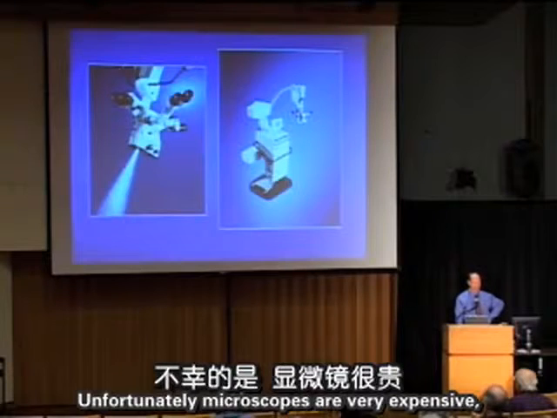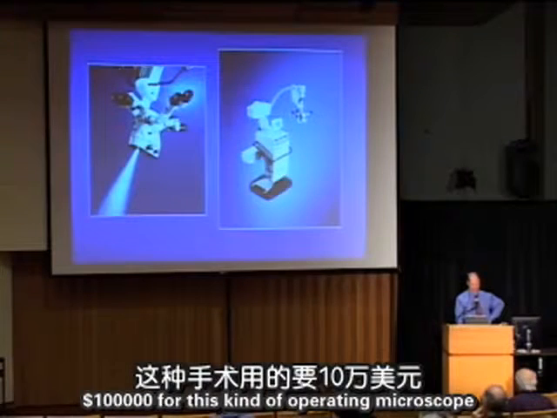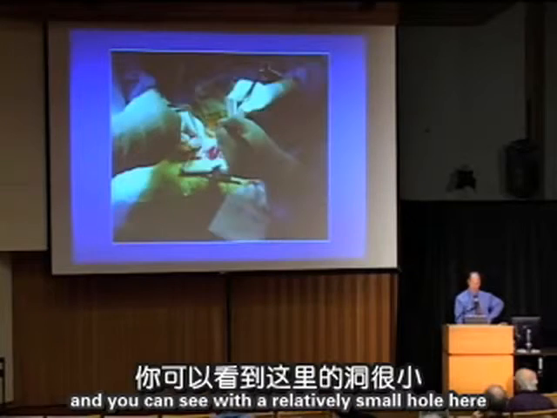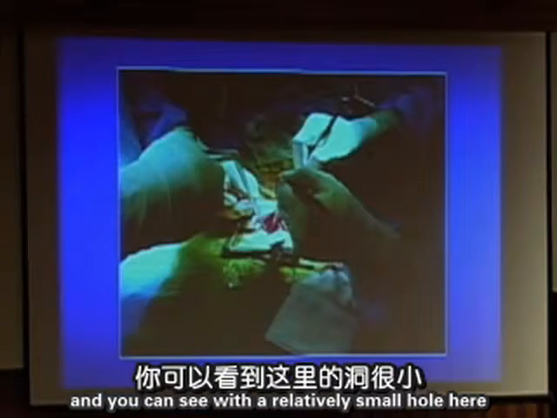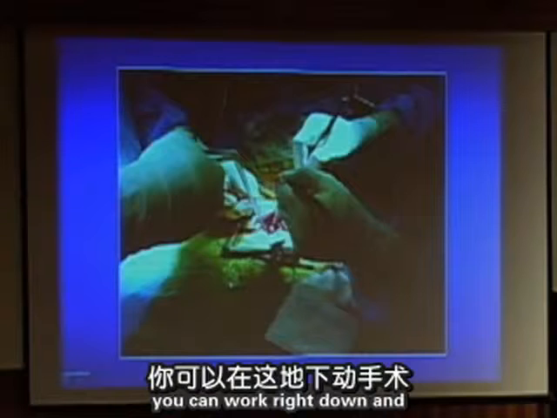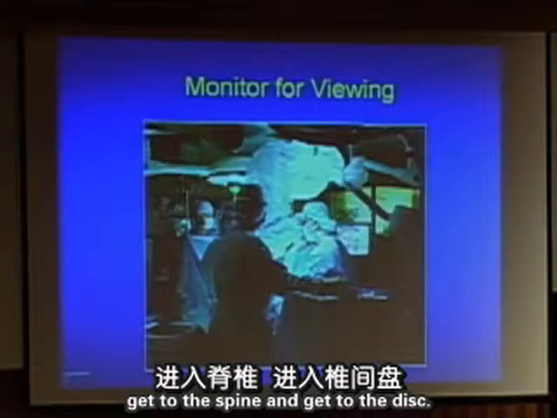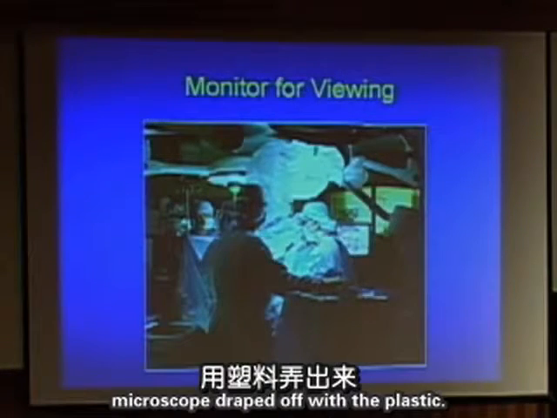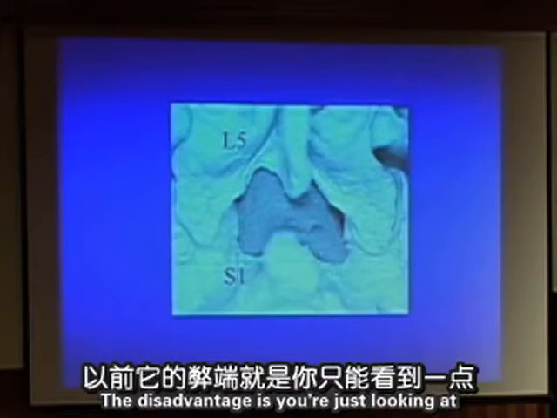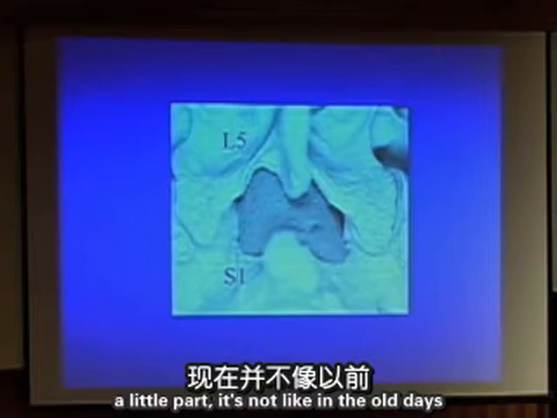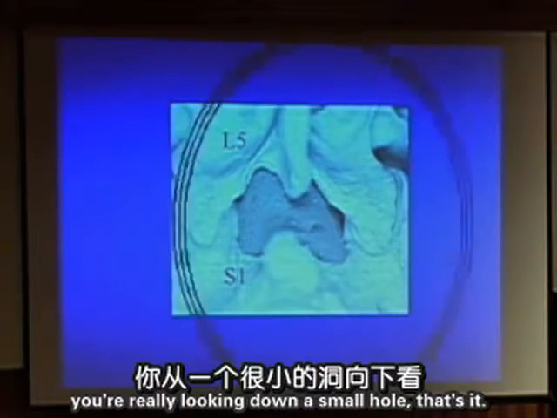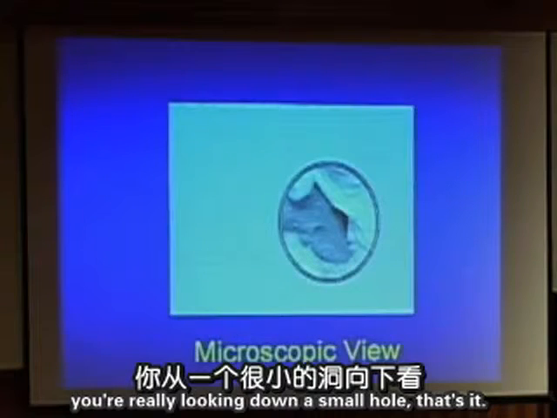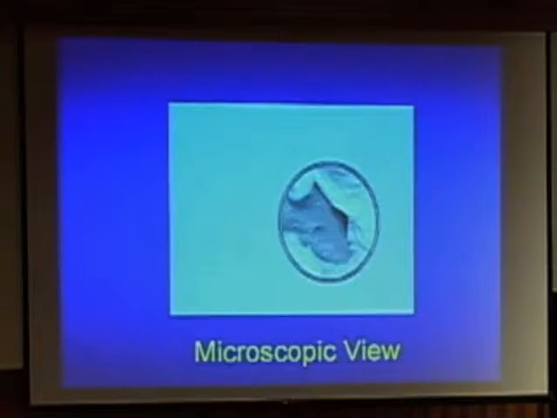Unfortunately, the microscopes are very expensive, $100,000 for this kind of an operating microscope. But you can see with a relatively small hole here, you can work right down and get to the spine, get to the disc. This is kind of what it looks like with this microscope draped off with the plastic. The disadvantage is you're just looking at a little part. It's not like in the old days where you could just go look around at everything. You're really looking down a small hole. You don't get to see everything, so you really have to know where you're going.